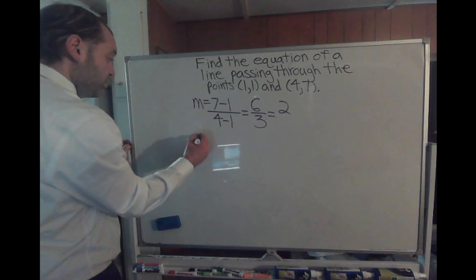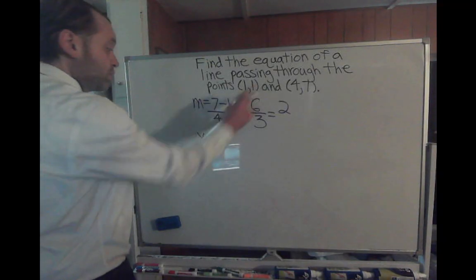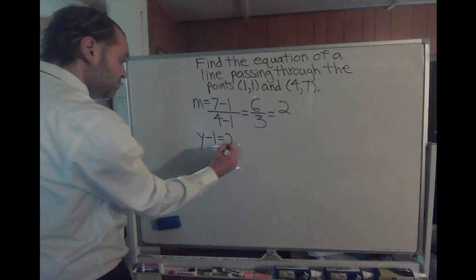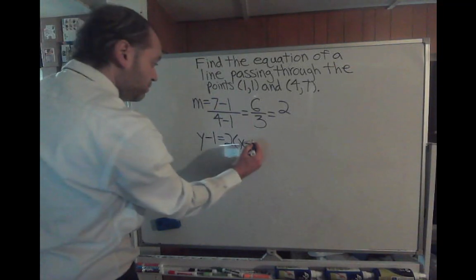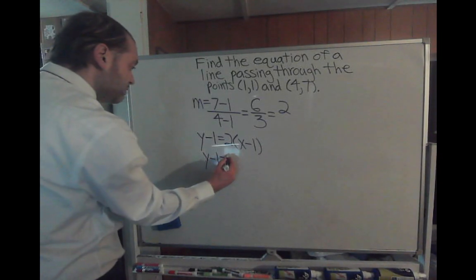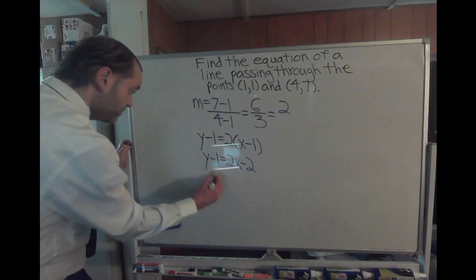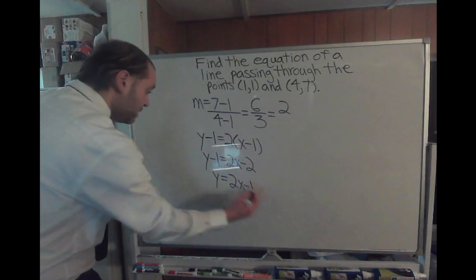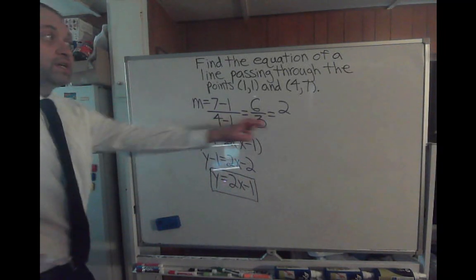So let's start out with y, then minus your y1 coordinate we'll call 1, would be equal to your slope of 2 times x minus your x coordinate of 1, which would give you y minus 1 equals 2x minus 2, which would then give you that y equals 2x minus 1. Alright, and then let's prove it with the other point.